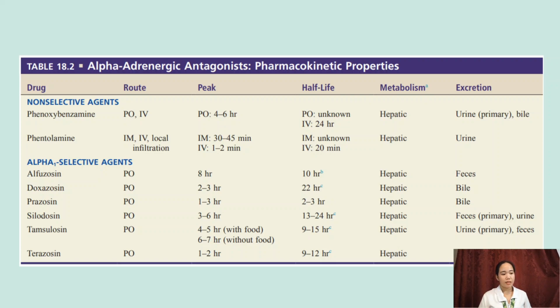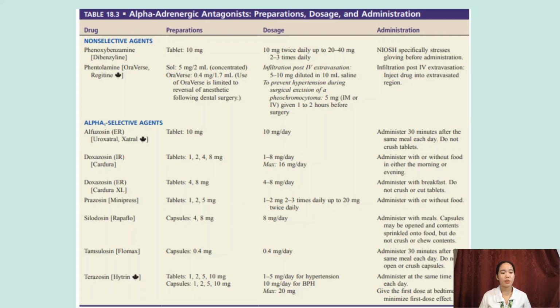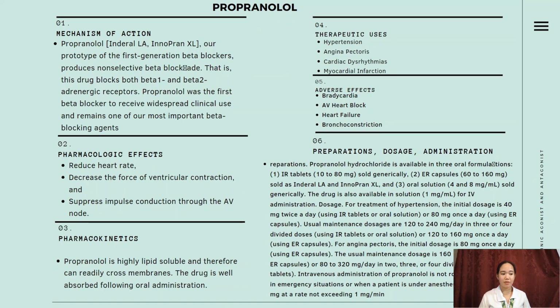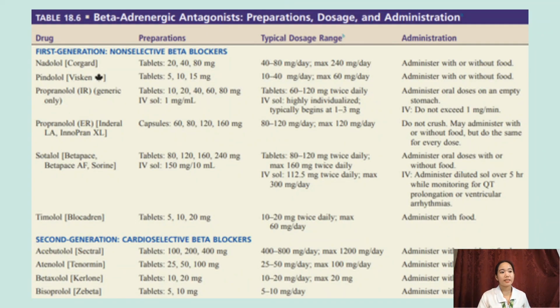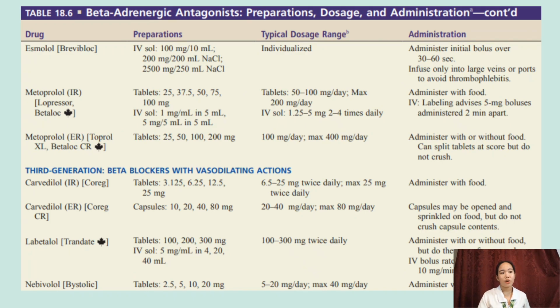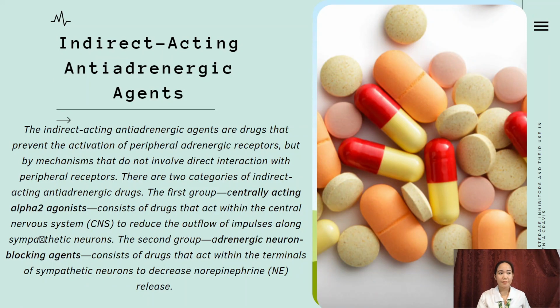The second group is the adrenergic neuron blocking agents. It consists of drugs that act within the terminals of sympathetic neurons to decrease norepinephrine release. For the following three slides, guys, we have different drugs under the indirect acting antiadrenergic agents. Those are clonidine, methyldopa and methyldopate, and reserpine. I'll also just leave the slides, guys, as they are, and you can pause if you want to read and take down notes.